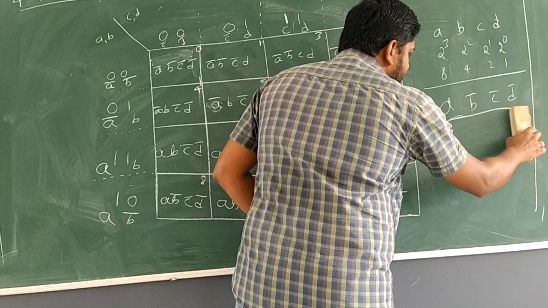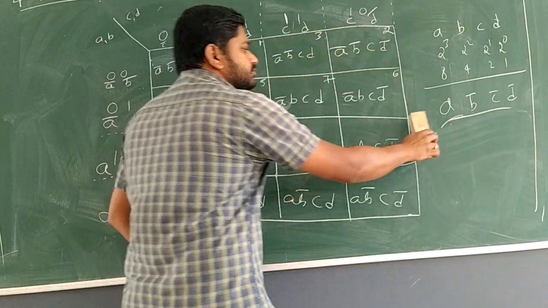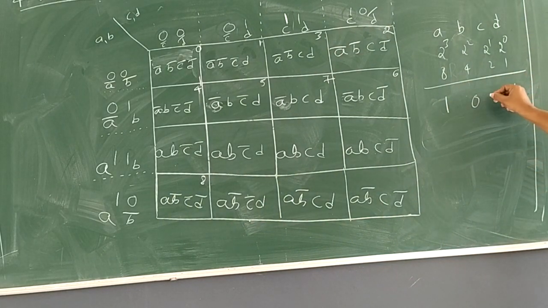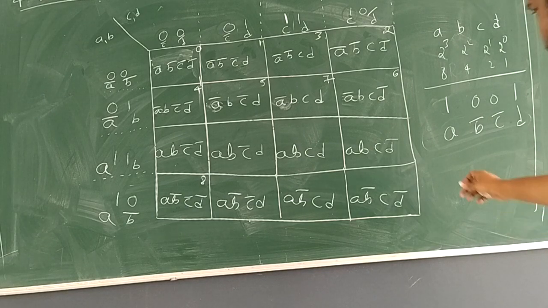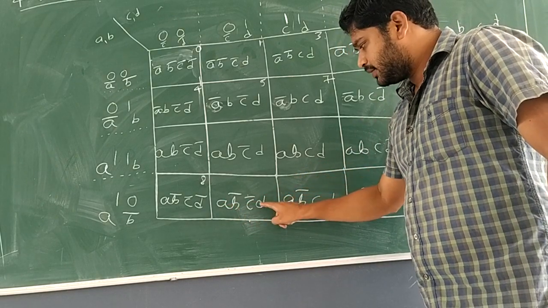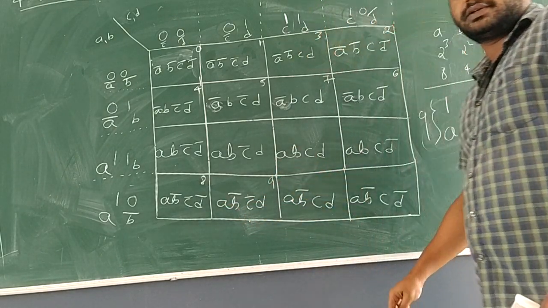So how to show 9? 8 plus 1, that is 9. So A, no complement. B is 0, hence it is complement. C is 0, hence it is complement. D is 1, hence no complement. So what is the term for number 9? A, B complement, C complement, D. Where will we find it? A, B complement, C complement, D. So hence we will write 9.